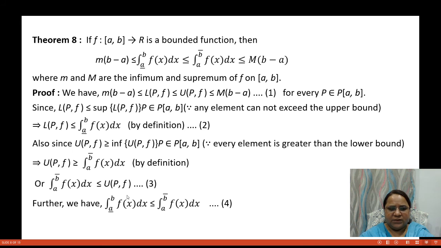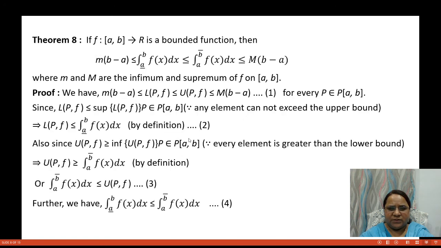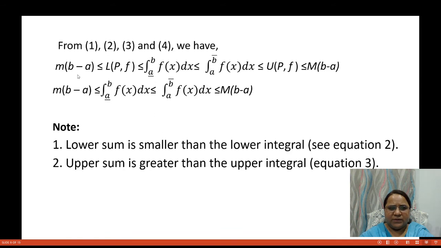Further, we know that the lower Riemann integral is always less than or equal to the upper Riemann integral. This is by theorem 7, calling this equation 4. Using these 4 equations, combining all of them, we can write m(b minus a) is less than or equal to L(P, f), which is less than or equal to the lower Riemann integral, which is less than or equal to the upper Riemann integral, which is less than or equal to U(P, f), which is less than or equal to M(b minus a). Or else we can write m(b minus a) is less than or equal to the lower Riemann integral, which is less than or equal to the upper Riemann integral, which is less than or equal to M(b minus a), just combining all the 4 equations.